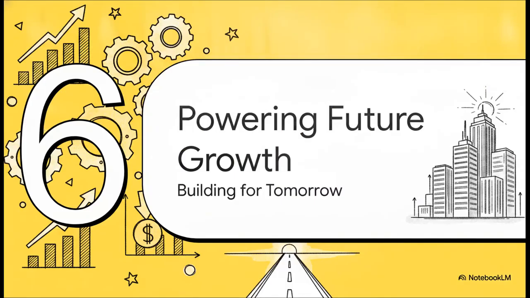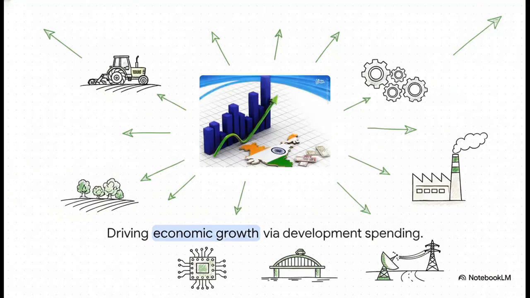Our final stop today is Section 6, powering future economic growth. Because public finance isn't just about managing today, it's about building for tomorrow. Especially in emerging and rapidly developing economies, the ultimate endgame of all this fiscal maneuvering is robust, sustainable growth. Public expenditure is used as a strategic catalyst. We're talking modernization in agriculture, industrial innovation, and next-gen tech infrastructure.